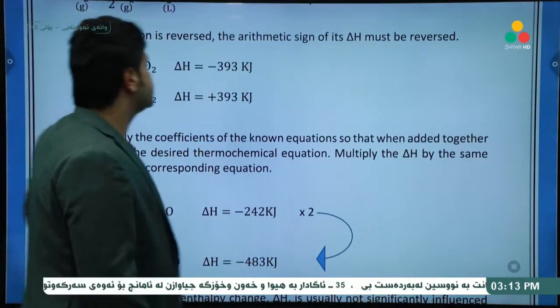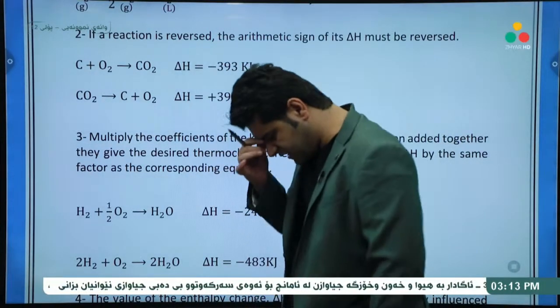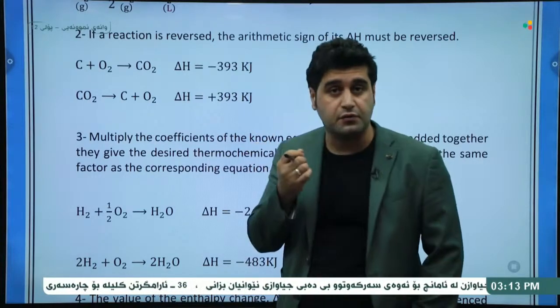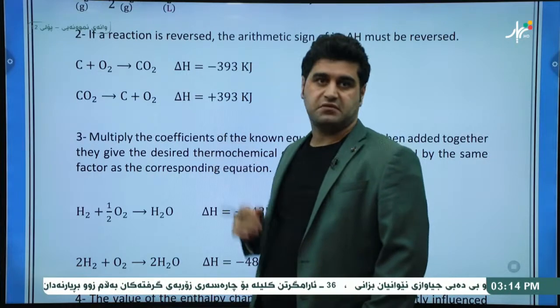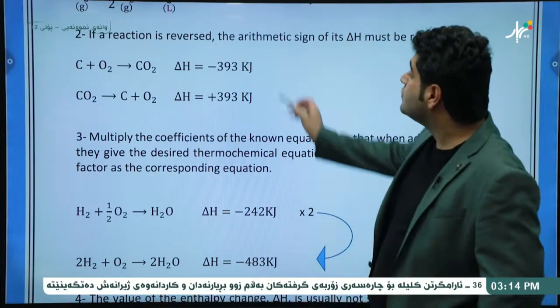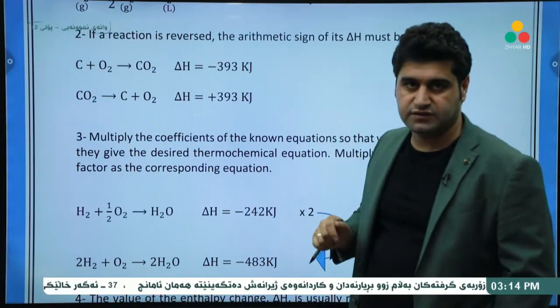Well, sometimes we need to reverse a reaction to solve a question, especially in Hess's law mathematical questions. We're going to reverse some reactions. So what's going to happen with the value of delta H? We should reverse the arithmetic sign of delta H.